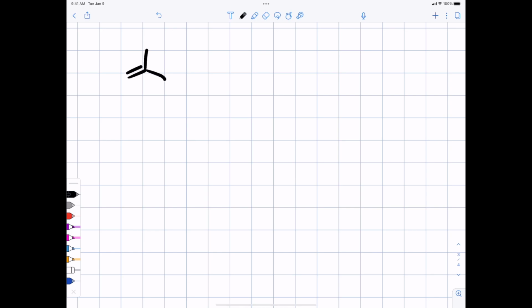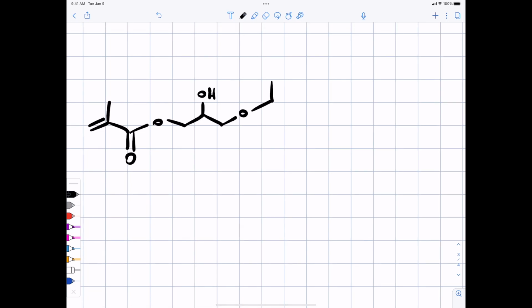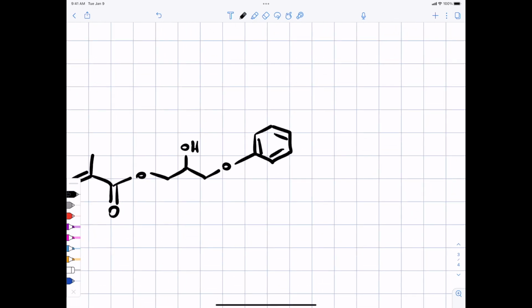What I'm going to draw for you now is called BPA glycidyl methacrylate, or bis-GMA, and this is a component in dental filling composite. So that's the acrylate portion. Here's the glycidyl portion, a 3-carbon chain. And then here is the BPA portion. We've talked about bisphenol A before, but this is actually a component of dental composite.